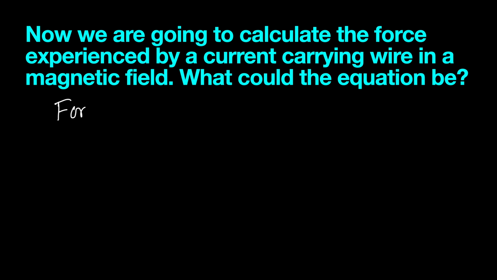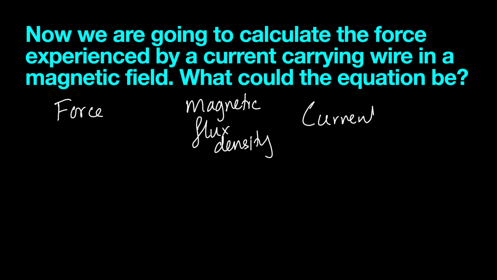The force experienced is dependent on 3 things. The first is the magnetic flux density, which shows the magnetic field strength. The second is the current. And the third is the length of the wire present in the magnetic field. So our force is equal to magnetic flux density times current times length.